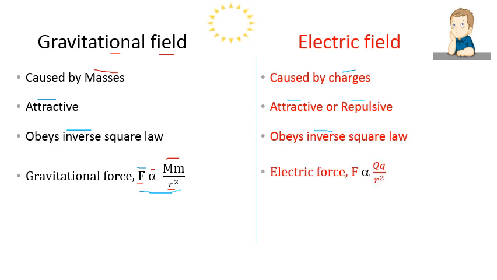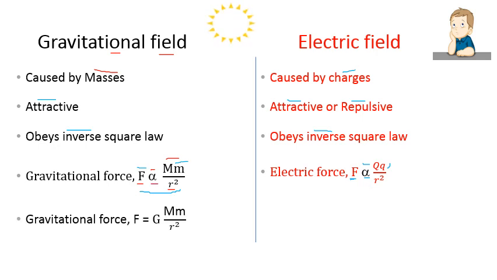Similarly, we can write down the electric force, that is called Coulomb's force. What is this electric force or Coulomb's force? This is the F, which is directly proportional to, instead of these masses, what do we have to substitute? These two charges Q. Means this electric force or Coulomb's force is directly proportional to the product of these two charges and inversely proportional to the square of the distance between them. Clear?